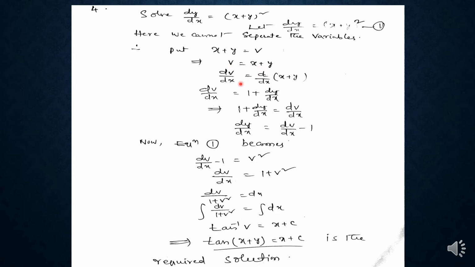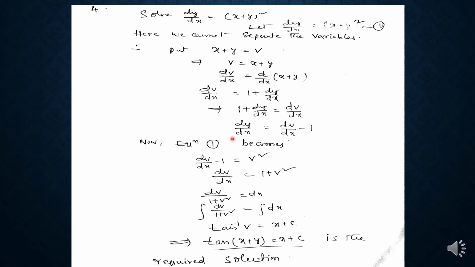Then dv by dx, now after the substitution, differentiate v with respect to x on both sides. Differentiating with respect to x on both sides of the equation, we get d by dx of v, that is dv by dx, is equal to d by dx of (x plus y). That is dv by dx is equal to d by dx of x, which is 1, plus d by dx of y, which is dy by dx. So that is 1 plus dy by dx is equal to dv by dx. Now from this we can write dy by dx is equal to dv by dx minus 1.